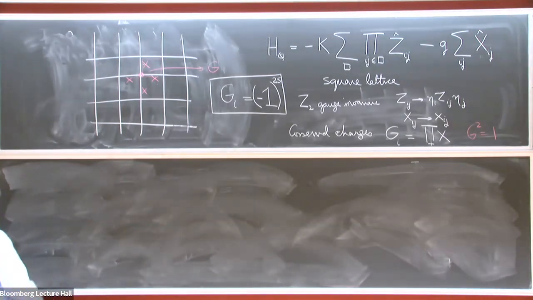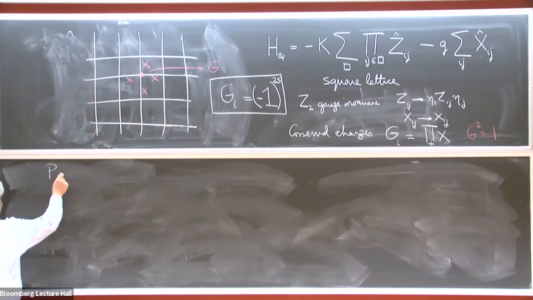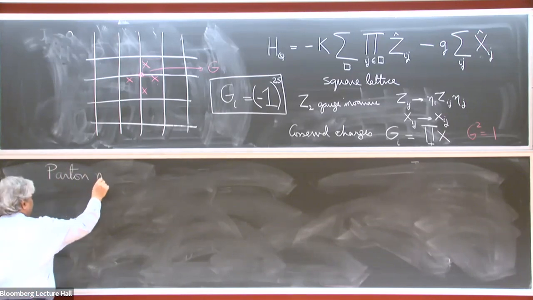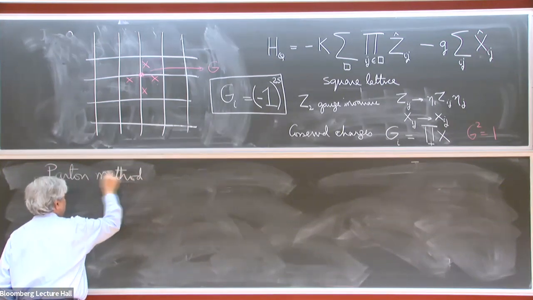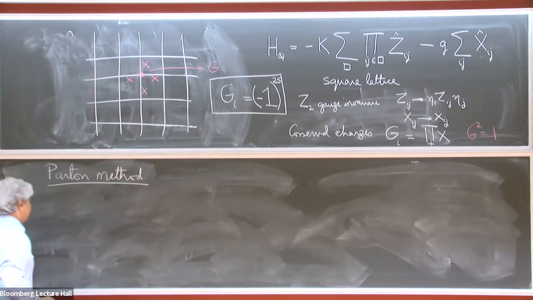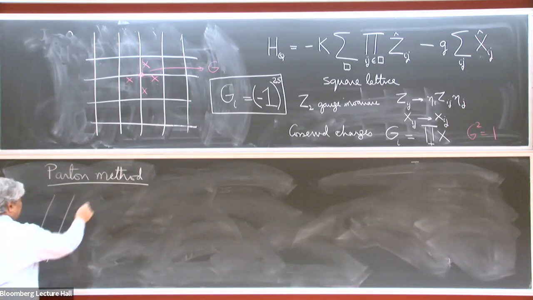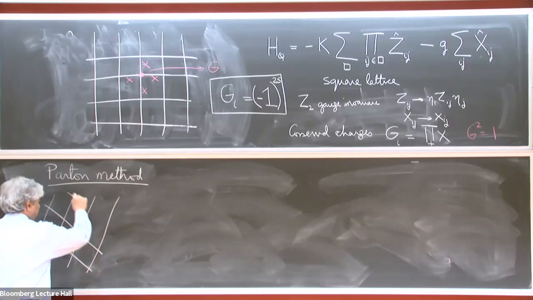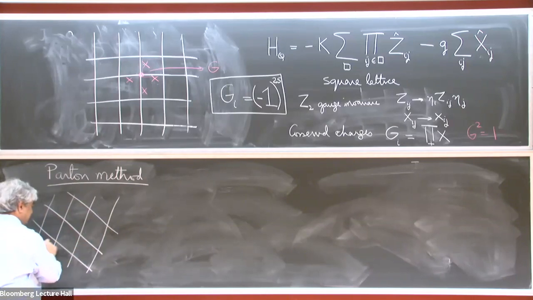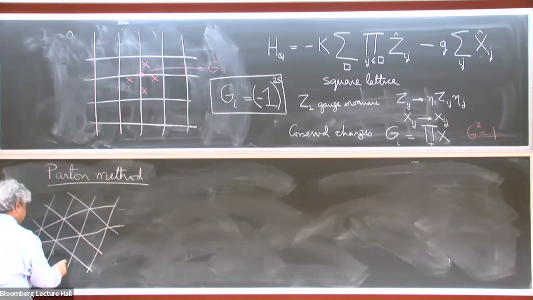All right, so what I'm going to use now is a related tool, but it has a different name usually. It's called the parton method or the slave particle method. And for definiteness, this is the model we look at. We'll take the triangular lattice. All right, that's a very bad looking triangular lattice.